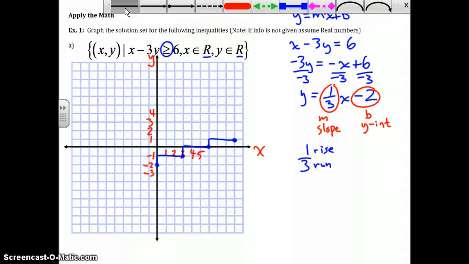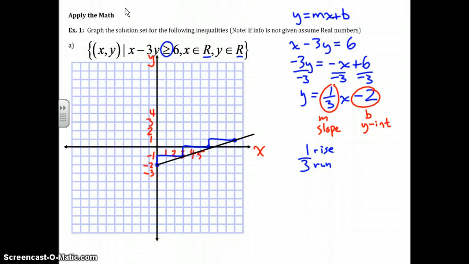So again, since this is a greater than or equal to, we will draw a solid line through those points. So you take a ruler and draw a line through all of those points. Okay, and extend it all the way across your graph. Okay, and then remember to put arrowheads on the end of your line. And now we have the line y equals 1/3 x minus 2 graphed, which this line also is our original equation that x minus 3y equals 6.